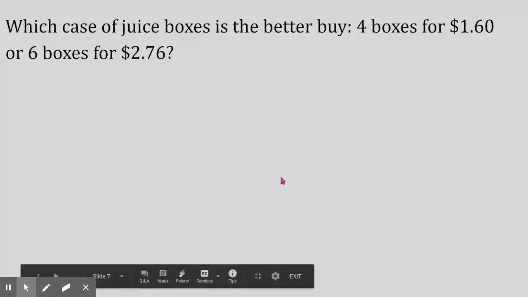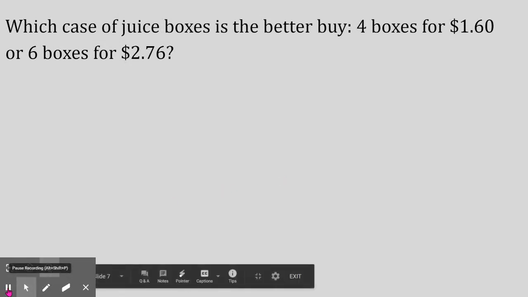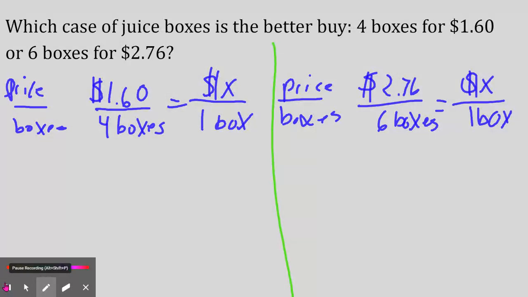All right, so now I have an example for you to try. Which case of juice boxes is the better buy? 4 boxes for $1.60 or 6 boxes for $2.75? So what I want you to do now is pause the video and set up your proportions. And let's see if they match mine. All right, so hopefully you pause the video and you set up your proportions and they look something like mine. Okay, remember we're talking about money, so price goes on top. All right, so now pause the video again and go ahead and solve this.